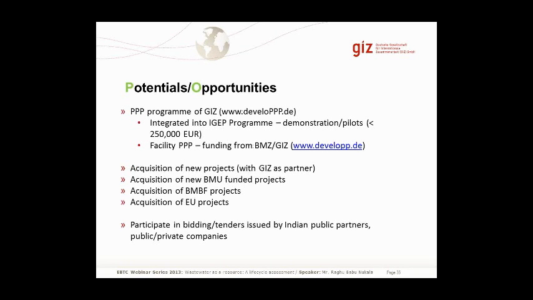And within our GIZ programs, we have a PPP program of GIZ, under which you could have access to develop.de, the scheme funding offered by the German ministry, BMZ. And there is also opportunity as an integrated PPP within the IHF program, within the mandates of the IHF program, in the topics that I had mentioned.